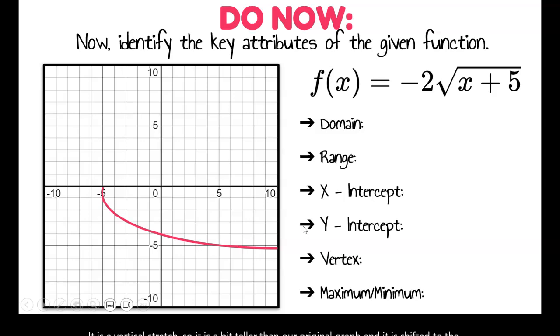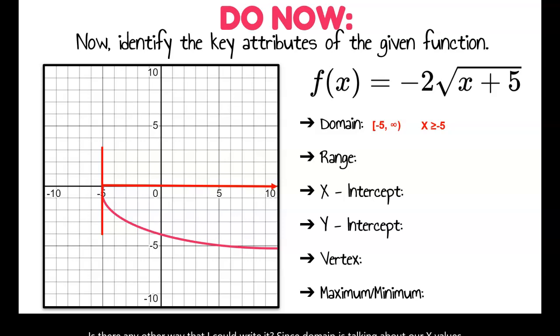If I look at the attributes of this new graph, if I look at the domain, okay, I'm looking at where it starts, the x value that it starts at, and then how far to the right it's going. So since it starts at -5 and goes to the right forever, this is one way that I could write my domain, from -5 to infinity. The other way that I could write it, since domain is talking about our x values, is that x is greater than or equal to -5 since it is going to the right.